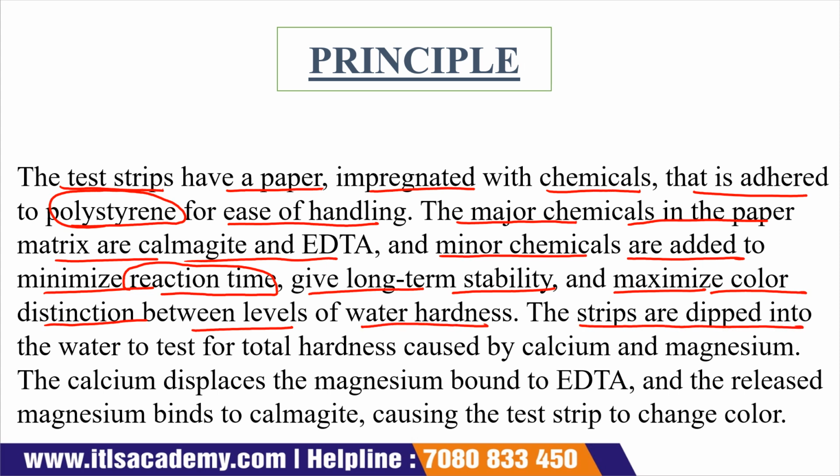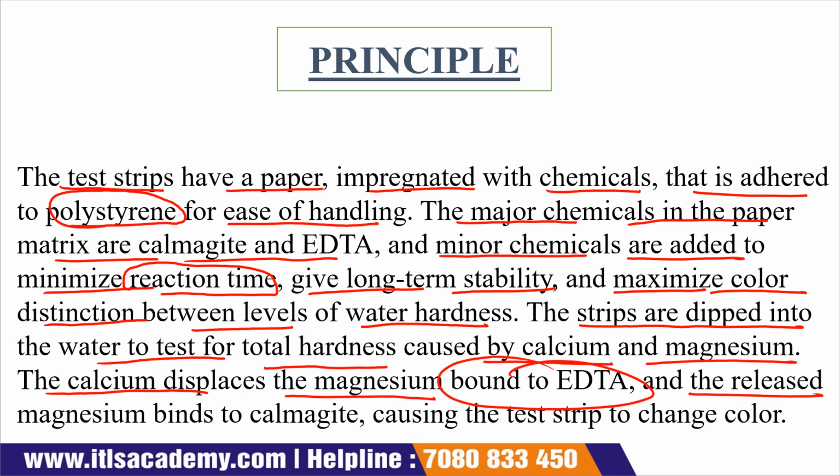The strips are dipped into the water to test for total hardness caused by calcium and magnesium. The calcium displaces the magnesium bound to EDTA, and it releases the magnesium, which binds to the calmagite, causing the test strip to change color. This is the principle behind this experiment.